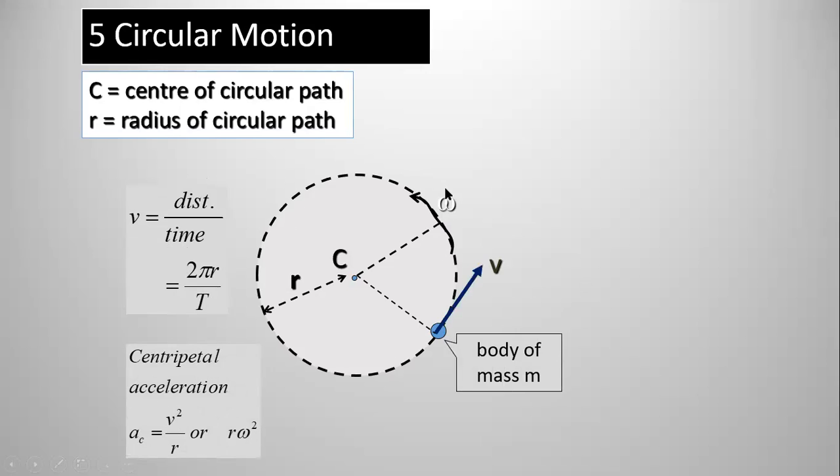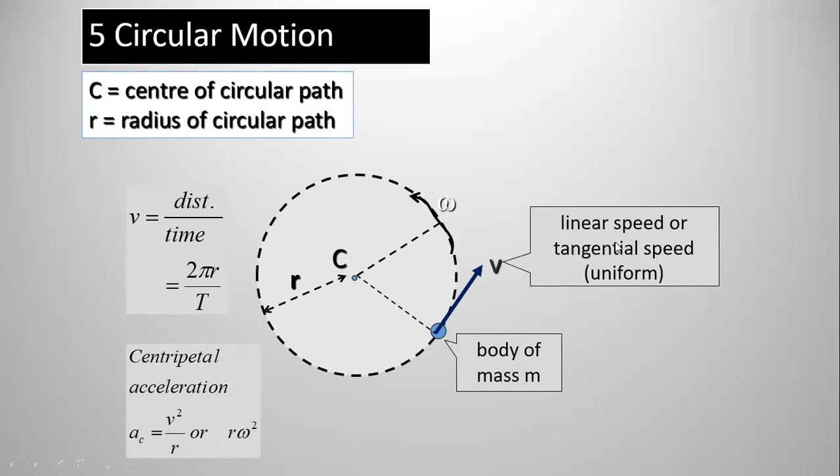V is called the linear speed or tangential speed. Usually it's uniform. The direction of the centripetal force or centripetal acceleration is perpendicular to V, towards the center. And the angle, we call it angular displacement because it's a vector, either clockwise or anti-clockwise.